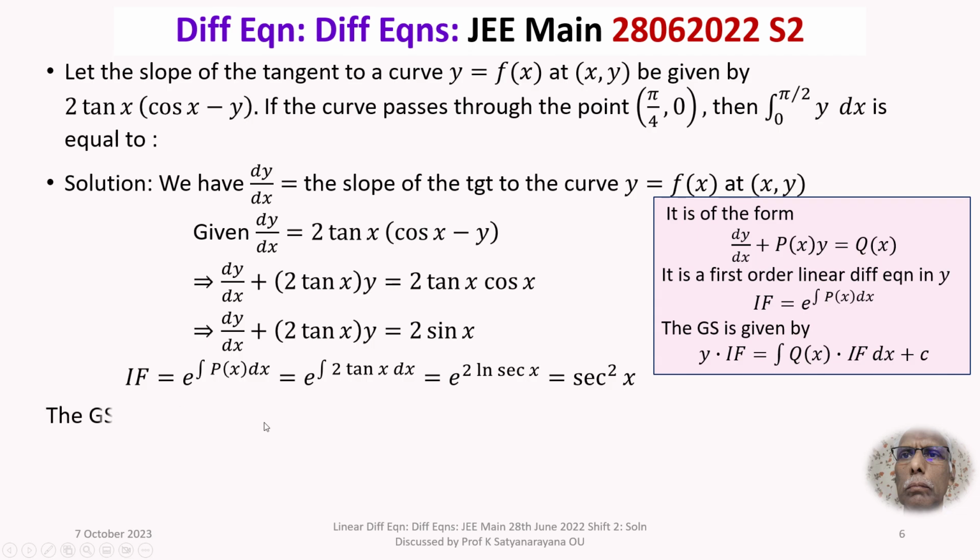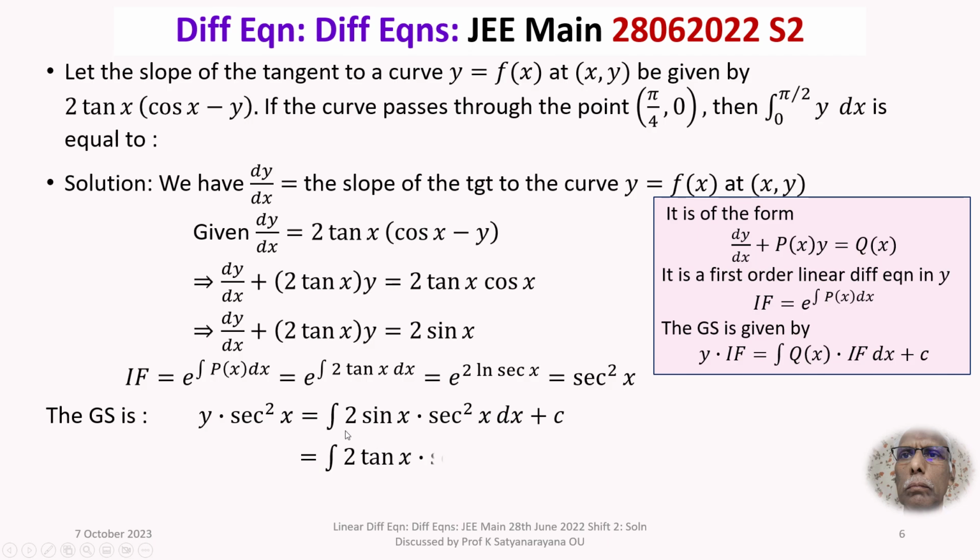The general solution is y into integrating factor, that is secant square x, is equal to integral of q of x. q of x is 2 sin x into integrating factor secant square x with respect to x plus c.